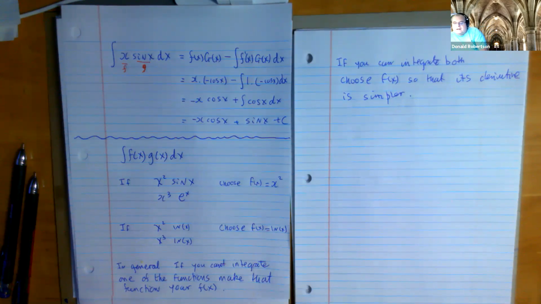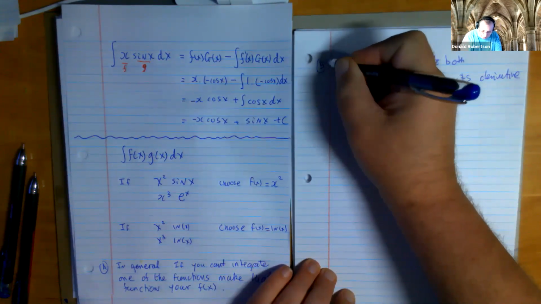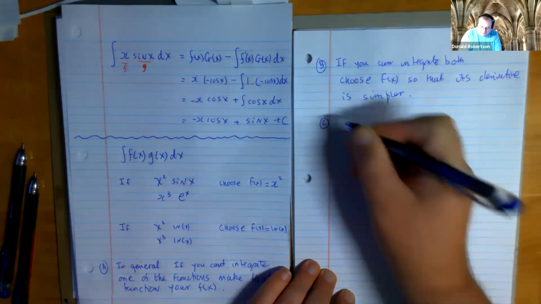So what do I mean by that? Well, suppose you had x cubed sine x, for example, right? Can't you integrate x cubed? Yeah. Can you integrate sine x? Yeah. But if you differentiate x cubed, doesn't it become 3x squared, which is a little bit simpler than x cubed, right? It's gone down a power. So I guess I'll call that rule A, call that rule B. There's a rule C.